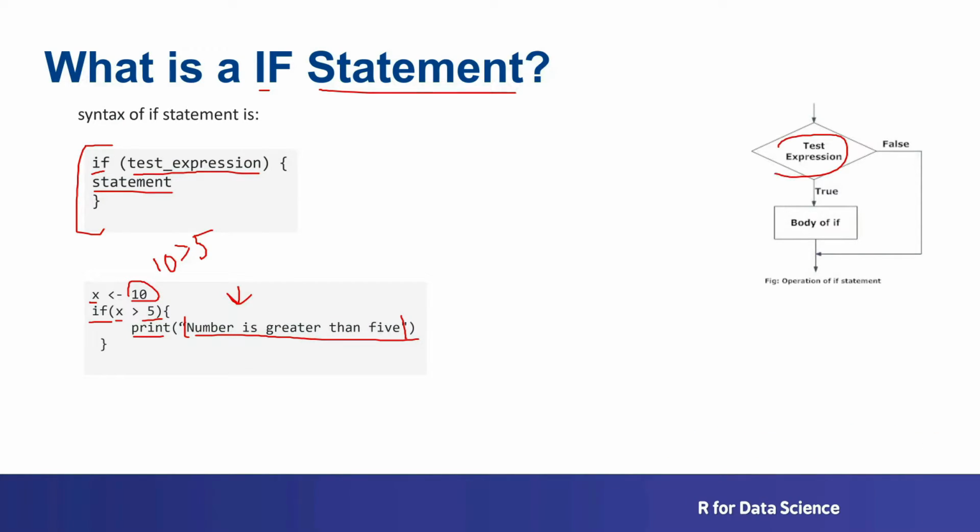We have the test expression, and this is the test expression. If it's false, it will end. It won't go to the body, which is this one. It will go to the end, which means nothing will be printed.